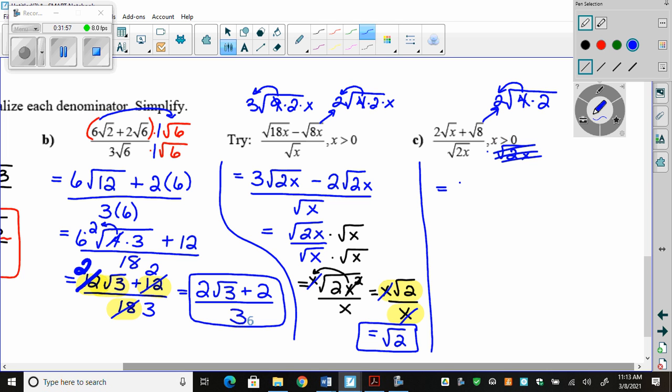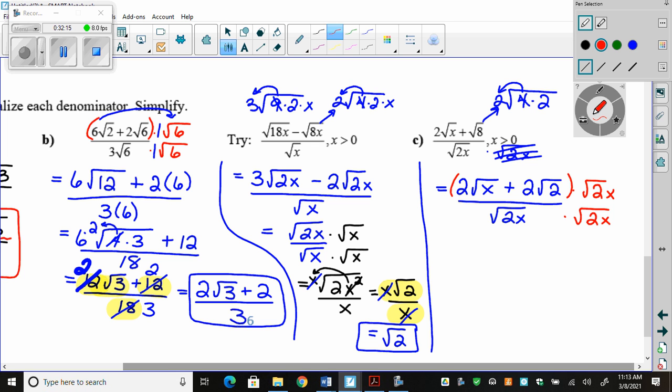All right. So we have 2 root x plus 2 root 2 over root 2x. Root 2x, brackets. And so we get 2 times 1 is 2. Root x times 2 root x is root 2x squared. And then that can come out as an x.